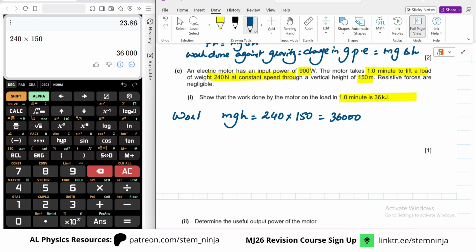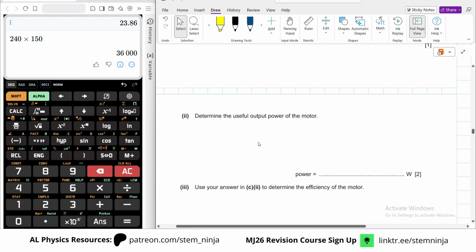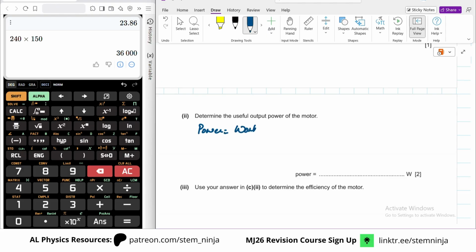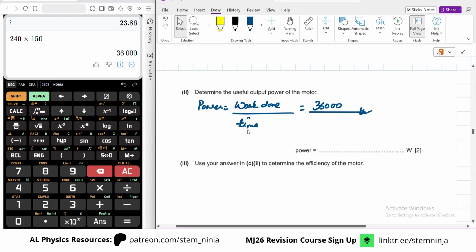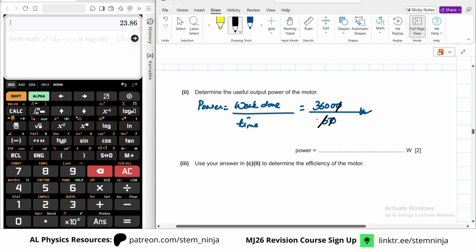We already defined that the work is the change in gravitational potential energy. So this is 36 kilojoules. Determine the useful output power of the motor. So the work done divided by time. So 36,000 divided by time, which was 1 minute, right? So 60 seconds. 6 times 6 is 36, so 600.